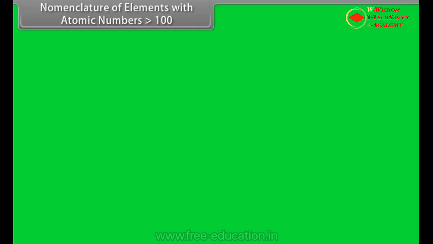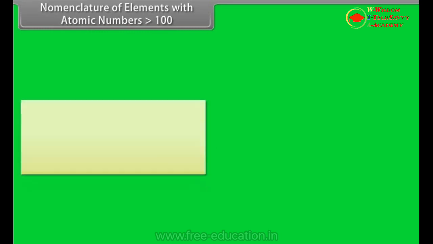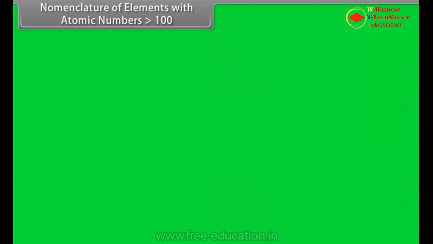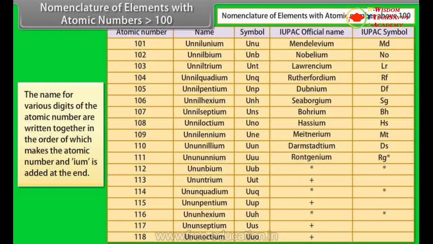Nomenclature of elements with atomic numbers greater than 100. It was decided by IUPAC, International Union of Pure and Applied Chemistry, that a systematic nomenclature be derived directly from the atomic number of the element using the numerical roots for 0 and numbers 1 to 9. The names for various digits of the atomic number are written together in the order which makes the atomic number, and ium is added at the end.